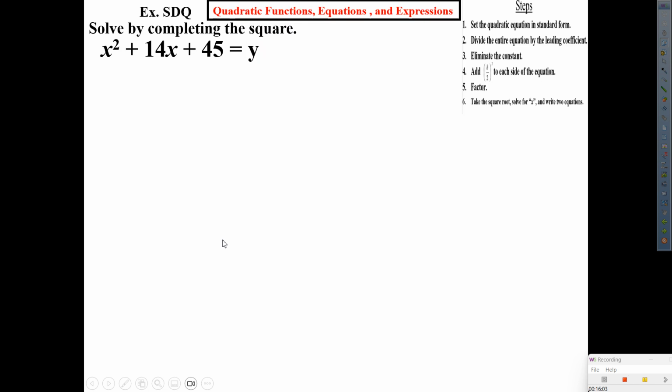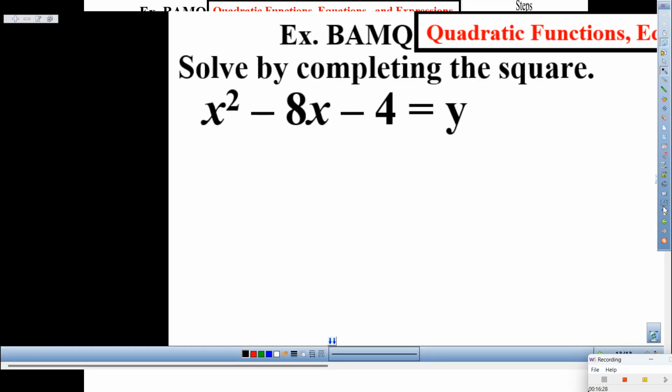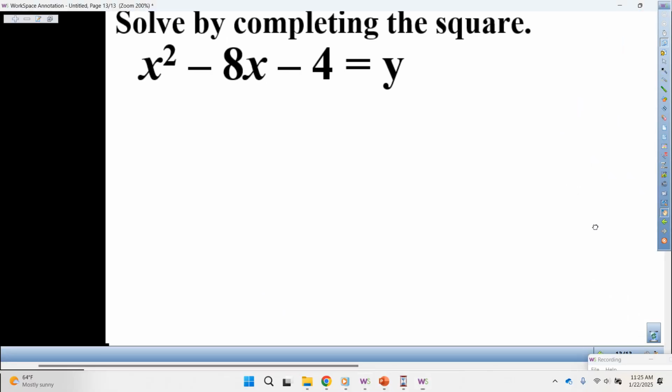And then we did this one, this one, this one. And copy this one on your paper. Example, BAM, Q. x squared minus 8x minus 4 equals y. I'm going to give you a head start. See if you can complete the square. I'll give you, what, 1 minute? Is that good? All right. Copy and... All right. Solve by completing the square.